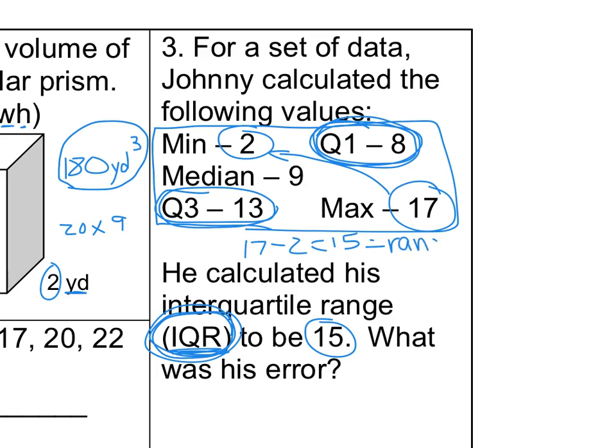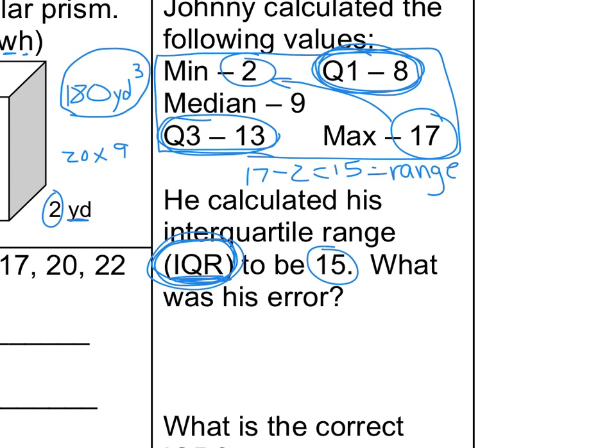And we're not looking for just the plain range, or the range of the data as it goes from the very beginning to the very end. We're looking for what is it between the middle halves of the data. And that is quartile 3 minus quartile 1, which would be 13 minus 8, which of course would be 5. So 5 is the true IQR, which is a big difference, right? And it's always smaller than the actual range.